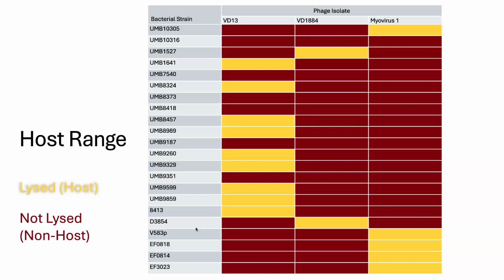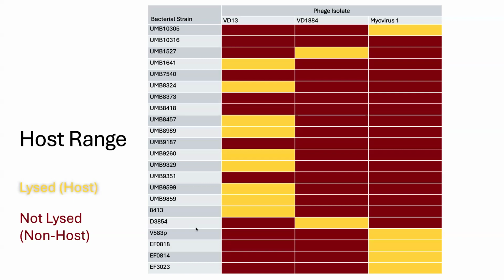They are the non-host. So as you can see in this image over here, we have more non-hosts than hosts, but we did see that VD13 was able to have 9 hosts, the most. VD1884 had 2, and myovirus 1 had 5. And interestingly, there are no overlapping hosts. So that means they each had their own unique host range.